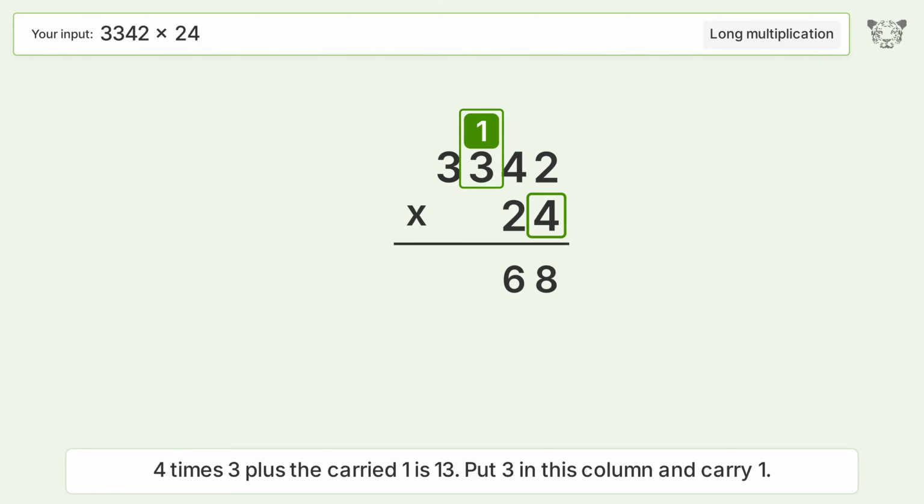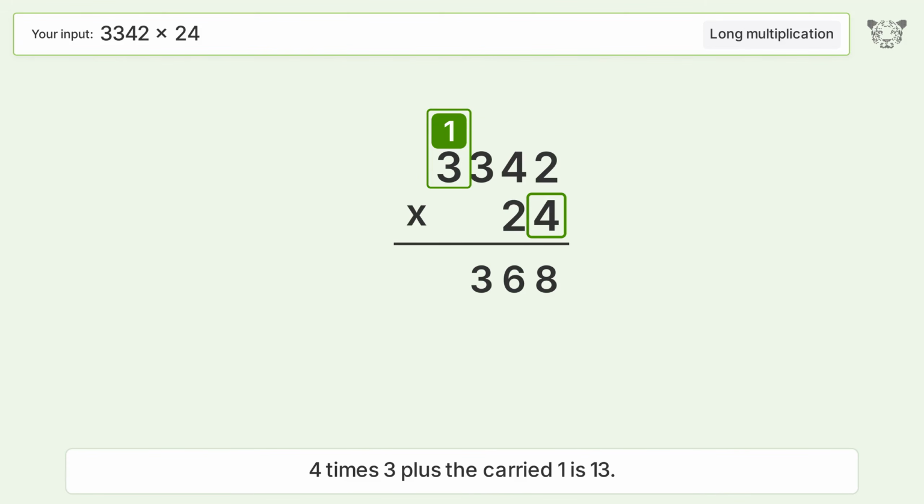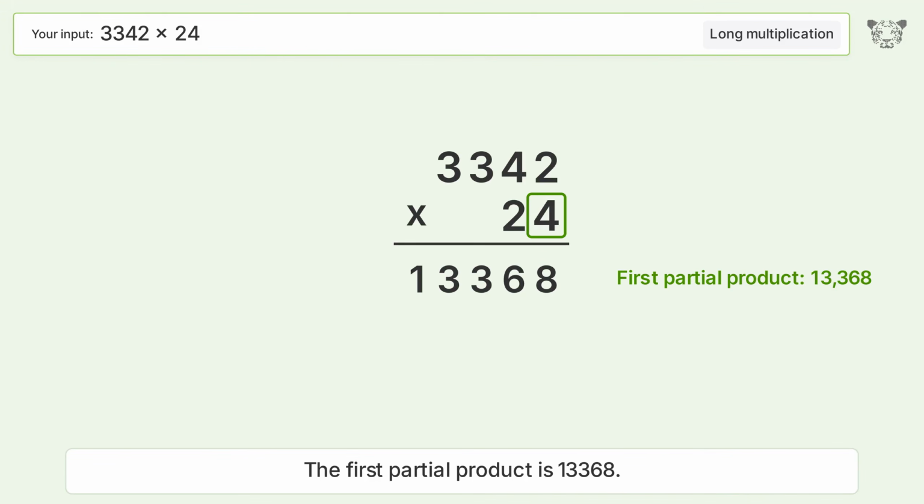4 times 3 plus the carried 1 is 13. Put 3 in this column and carry 1. 4 times 3 plus the carried 1 is 13. The first partial product is 13,368.